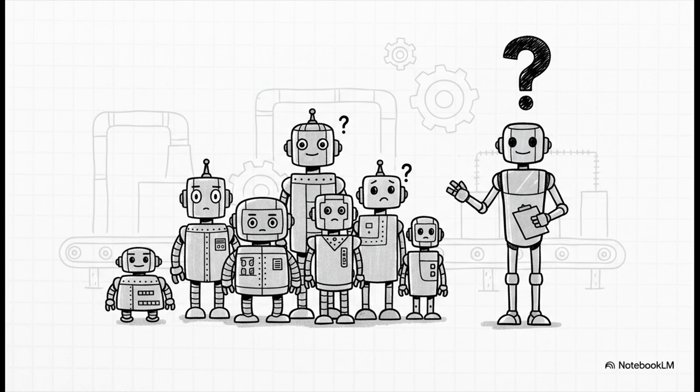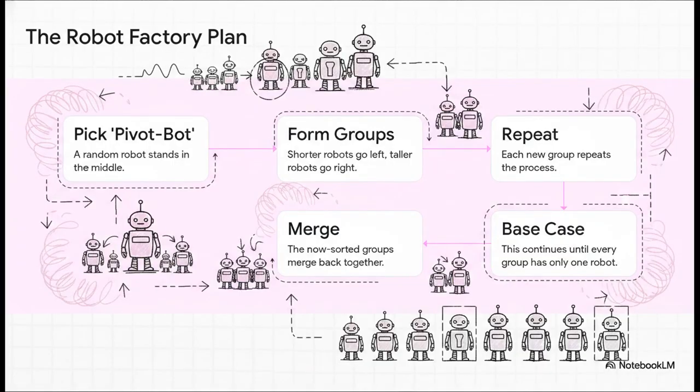Let's imagine a factory full of robots, and they all need to line up by height, from shortest to tallest. So the manager comes up with a clever plan. First, a pivot bot gets picked and stands in the middle. All the other robots look at it. If you're shorter, you go to the left. If you're taller, you go to the right.